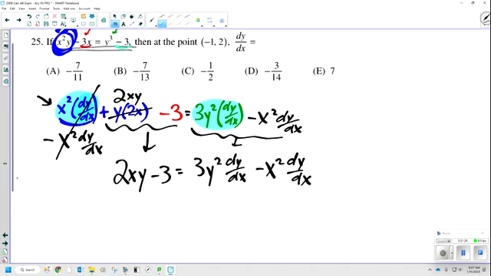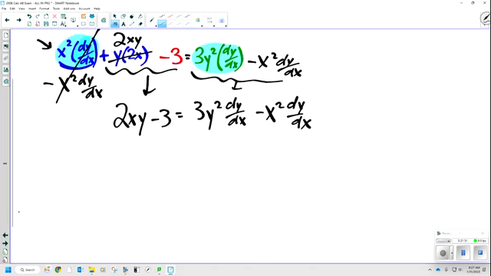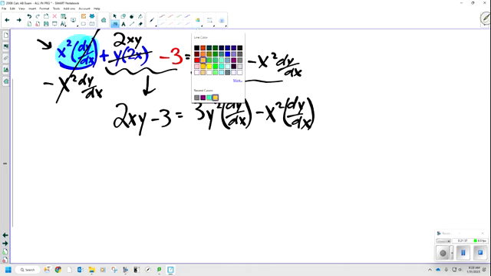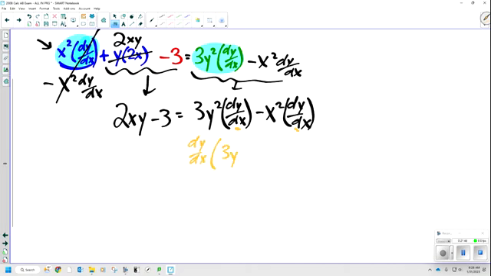There's a lot of writing. I like to skip a step at this point, but I'm not going to skip a step with you guys because I don't want to hurry and catch another mistake that I make. All right? Let's factor out dy dx. That leaves me 3y squared minus x squared on this side. Okay, still equals 2xy minus 3.